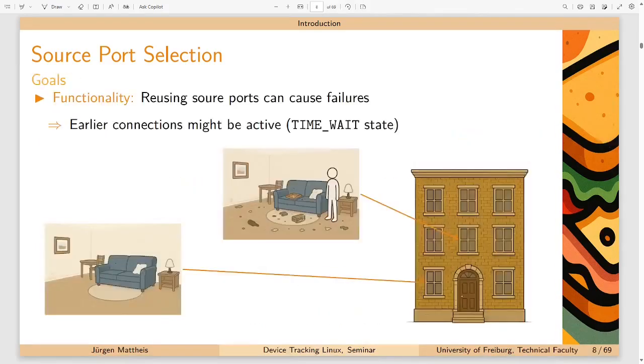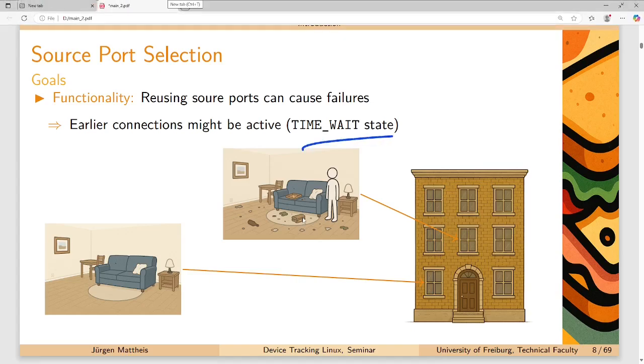The source port selection basically has two goals. The first goal is functionality, because reusing source ports can cause failures. TCP is asynchronous, so you might have already sent your last package, but there are still packages arriving, and you're still in a so-called time wait state. This can cause failures. That's why you should avoid reusing source ports too soon.